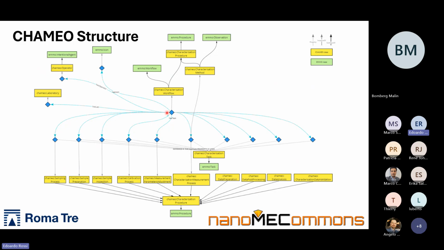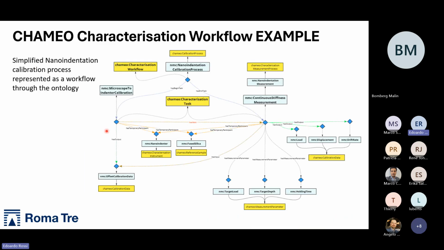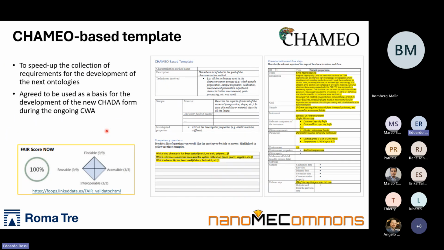This is done by a software which is called Protégé, in which you can define all the entries of an ontology and the taxonomy associated, and then you give these terms the specific relationships. So at the end, Cameo reached a fair score of 100%. So it's findable, accessible, interoperable, and reusable. There are specific templates. We will see it declined on our, let's say, new CWA format.